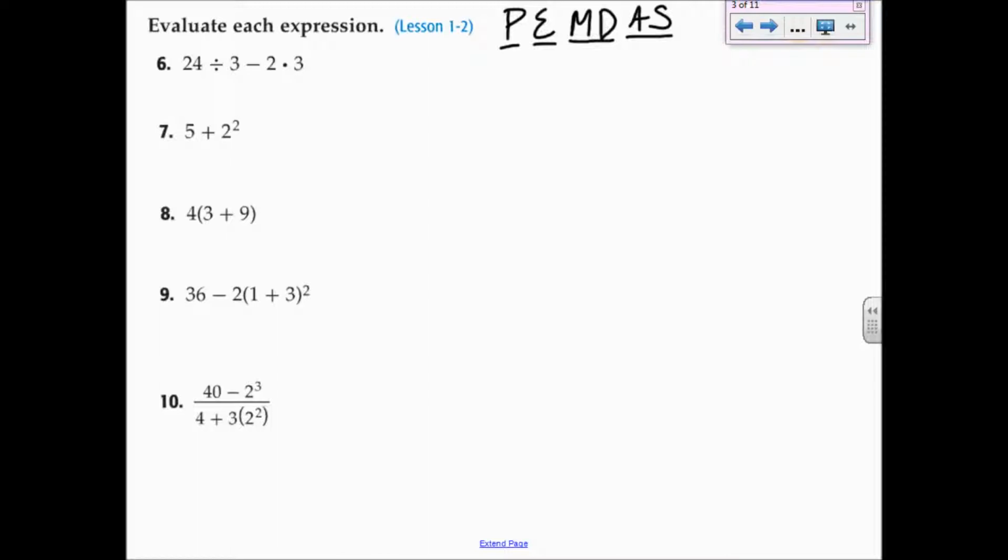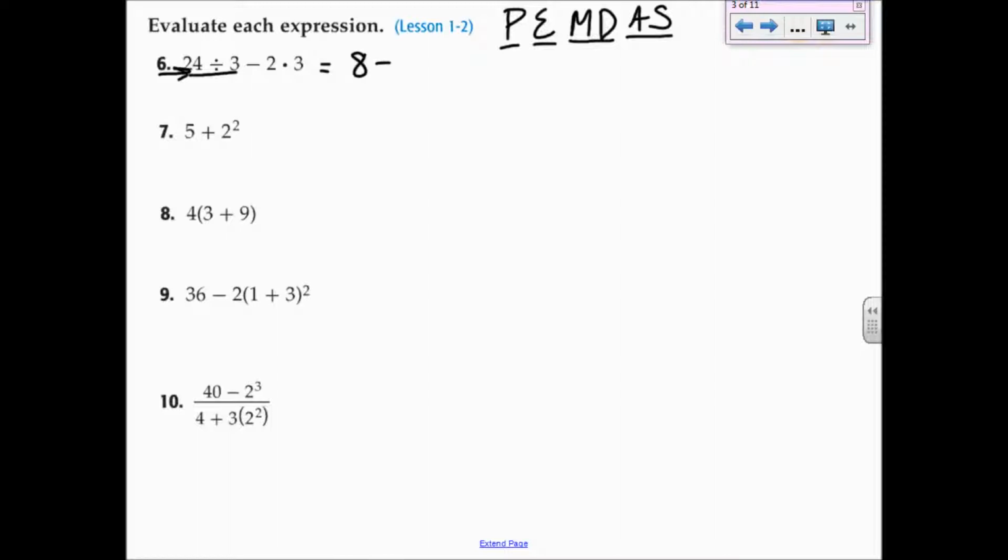So in the first one, we don't have any parentheses, we don't have exponents, and the first thing that we run into is multiplication and division. And just because we say multiplication first, remember, does not mean it goes first. We work left to right on multiplication and division at the first. Whichever we first run into comes first. So the first one I run into is 24 divided by 3, and that's 8.